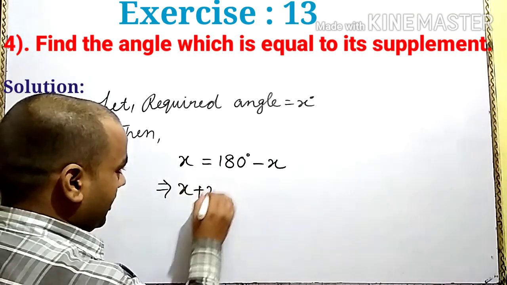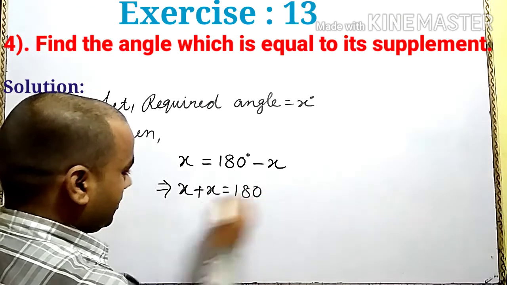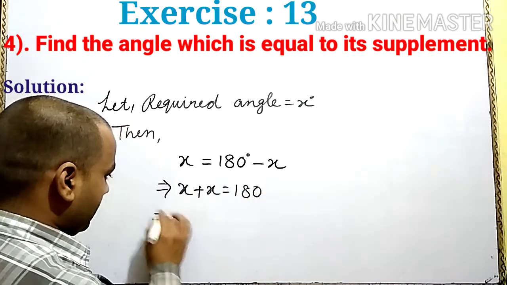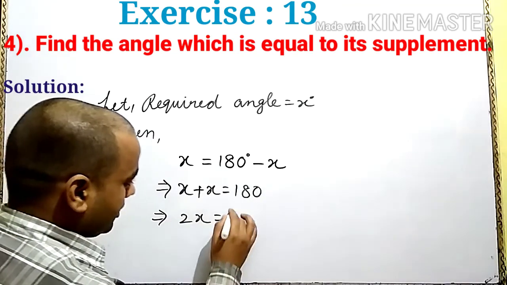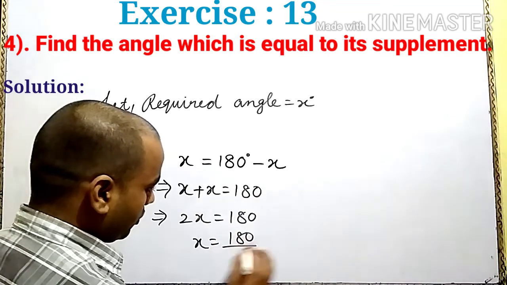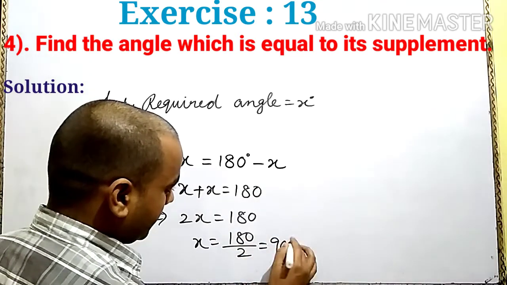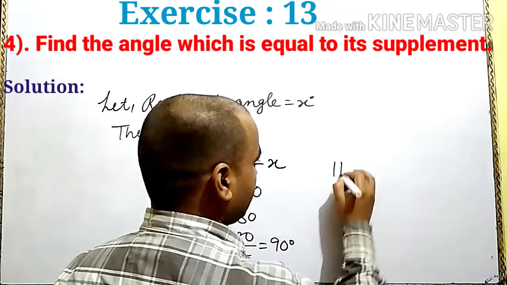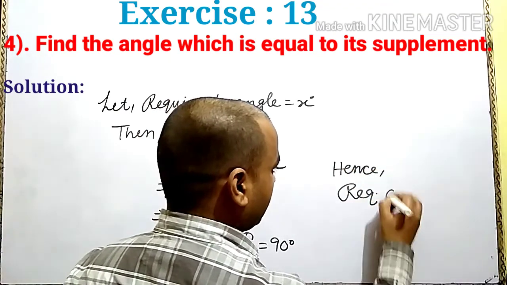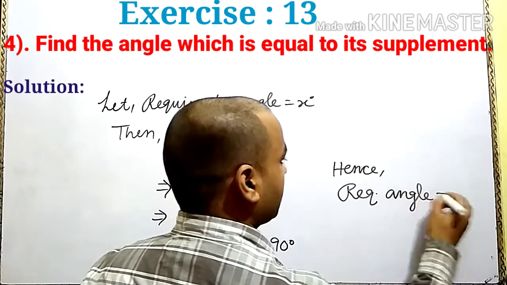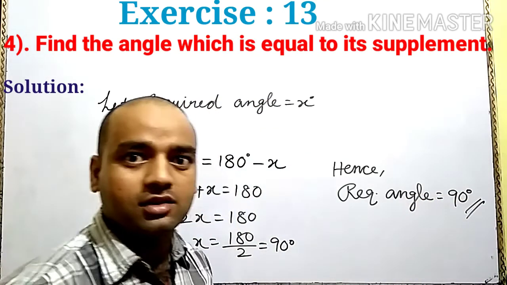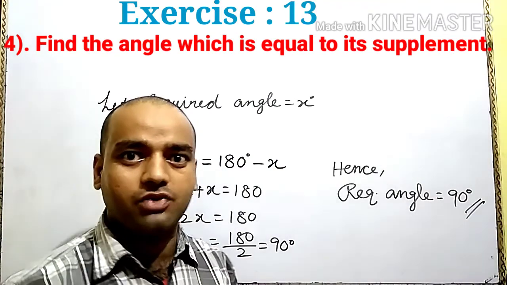X plus x is equal to 180. Therefore 2x is equal to 180. X is equal to 180 upon 2, which is equal to 90 degree. Hence the required angle is equal to 90 degree. Is it clear? Now let us discuss question number 5.